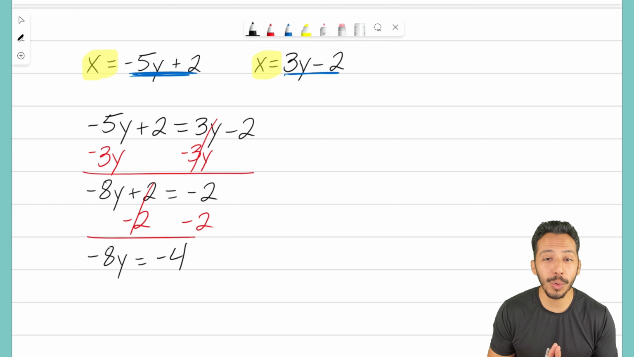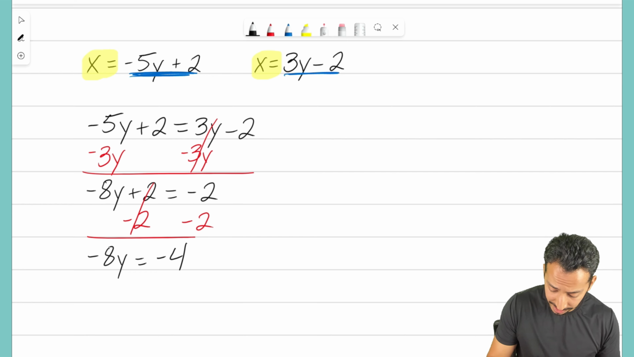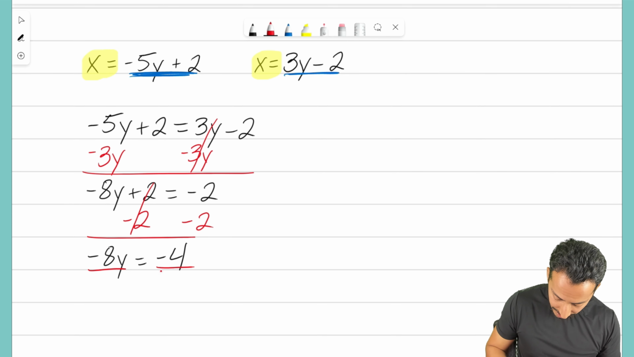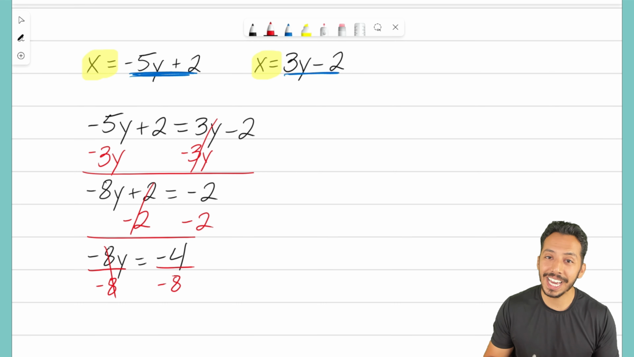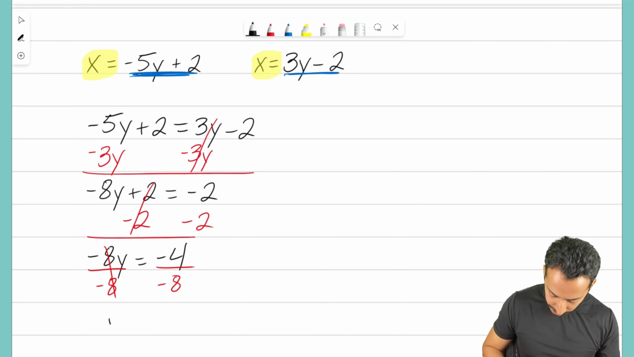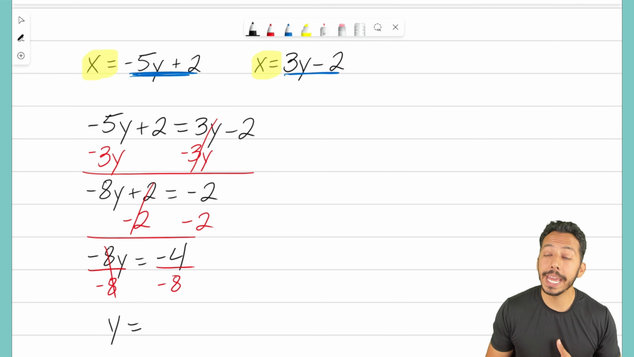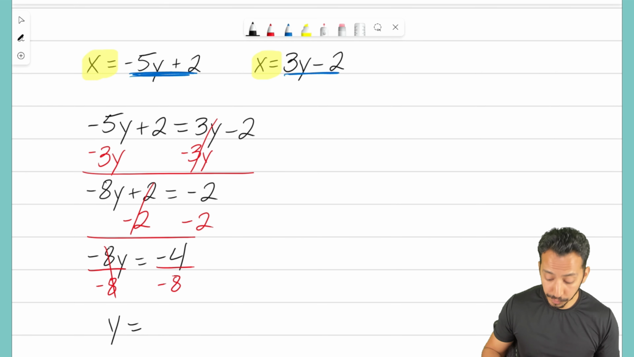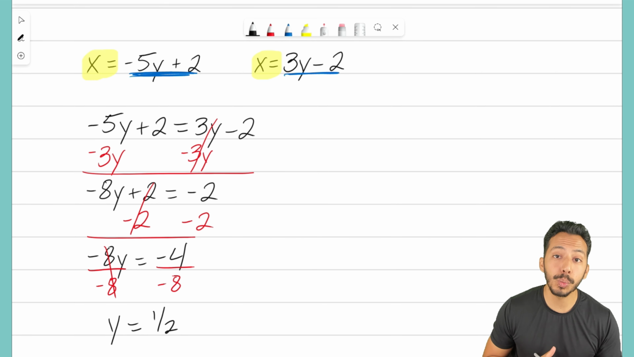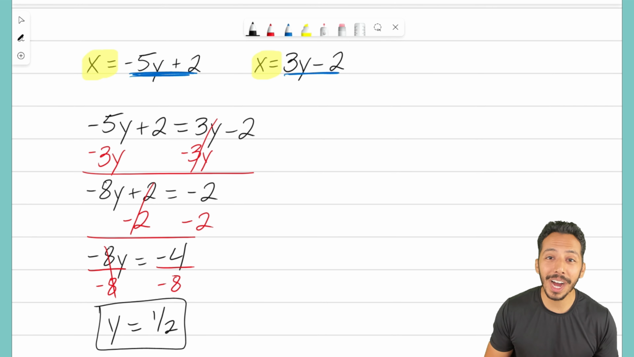So we almost have our y term done. Our last step is to get y by itself. I have negative 8y's. I don't want negative 8. I want 1. So we're going to divide both sides by negative 8. Those negative 8's on the left side, they cancel out. We're left with just y, and it equals negative 4 divided by negative 8. Well, I think that those negatives are going to cancel out, so now it'll be positive. And 4 over 8 is the same thing as 1/2 or 0.5. So we have our y term.